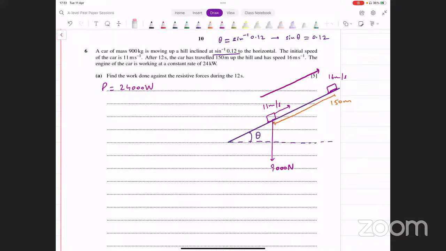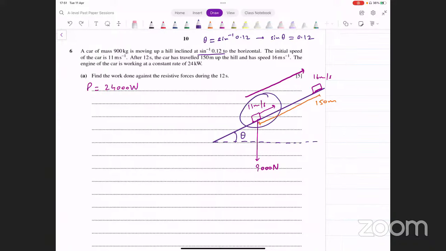Okay. Now how do we use that? We have one point here from where it started, and it reached this point. At both of these points, we know its speed.